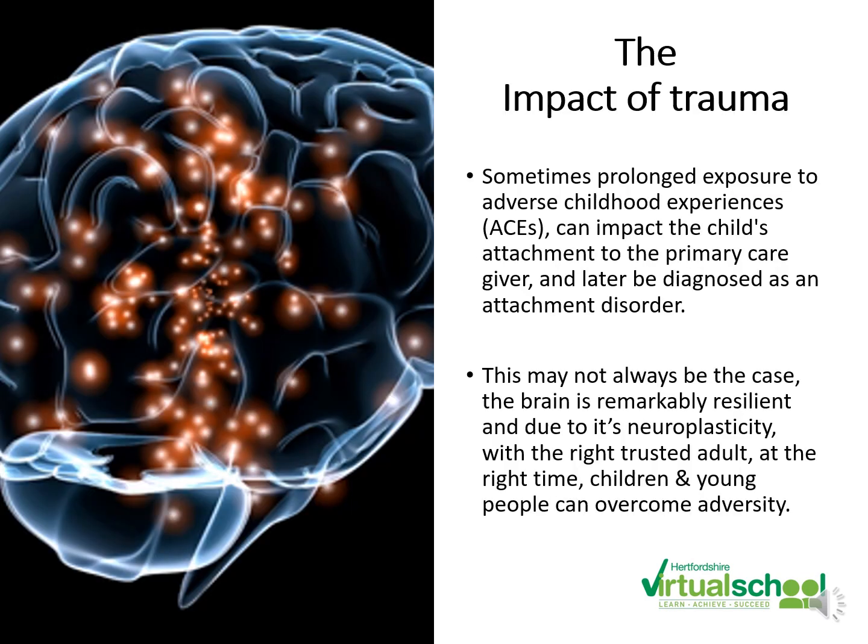So we're going to look at the impact of trauma. And I think this is the point where we start identifying that the impact of trauma and attachment actually affects the brain development and the nervous system. Sometimes prolonged exposure to adverse childhood experiences, which we're going to cover later on, can impact the child's attachment to the primary caregiver and later be diagnosed as an attachment disorder. Whereas some of our children feel safe and secure with adults, for some children, adults can make them feel frustrated, confused and worried.